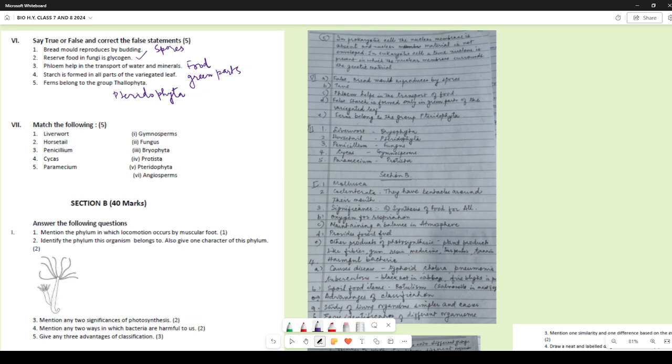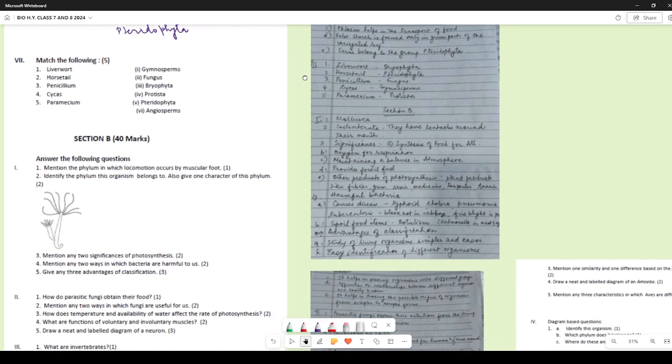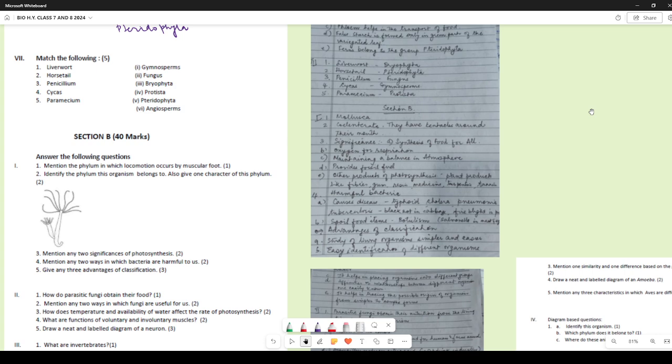Now let us look at the match the column bit. Let me bring it a little bit over here. So match the column. Liverworts. Liverworts are found in Bryophyta. Horsetail. Horsetail and ferns, they are a part of Pteridophyta. Penicillium. Penicillium belongs to fungus.